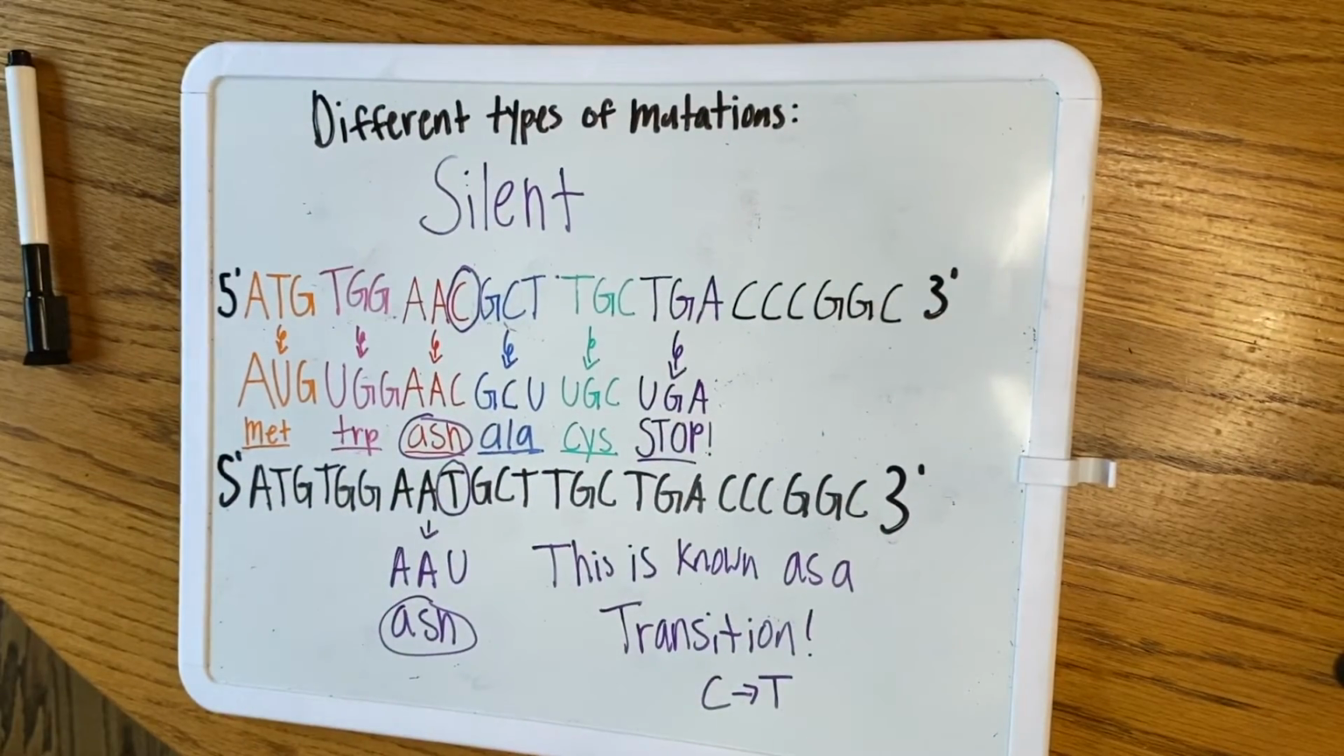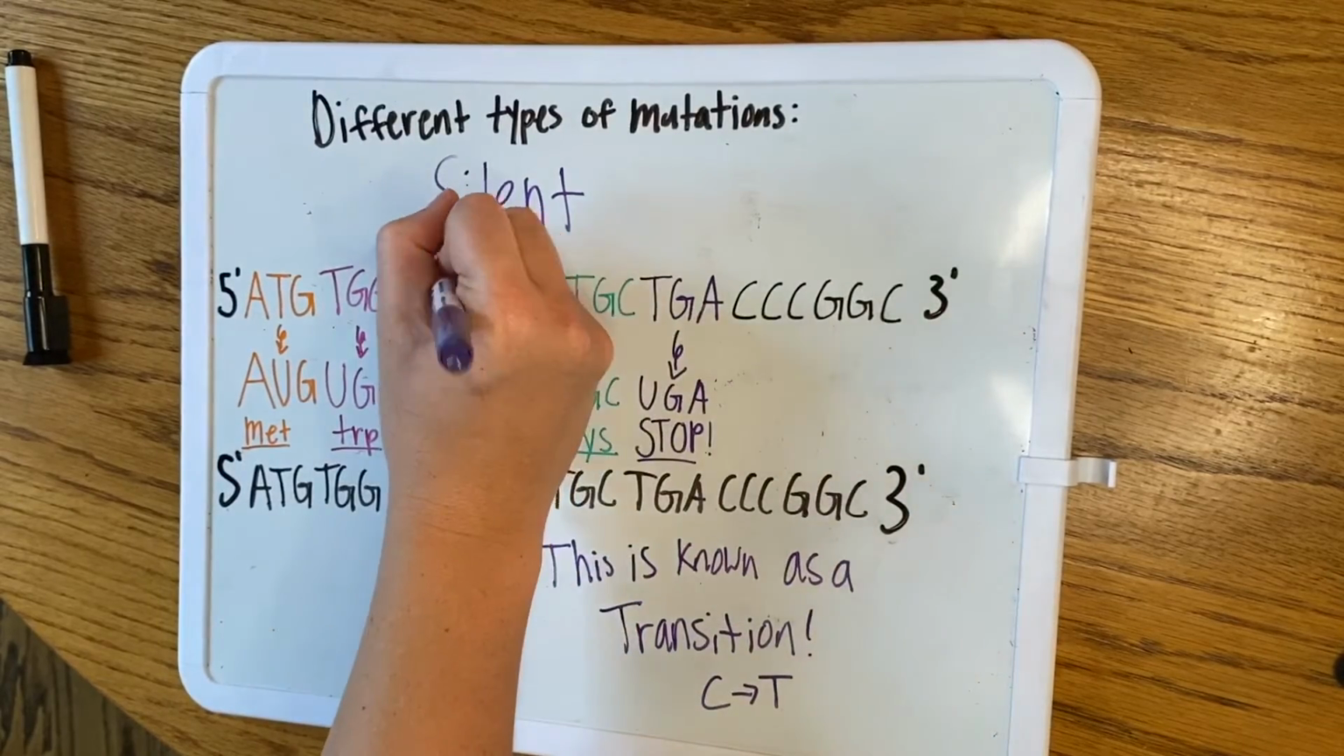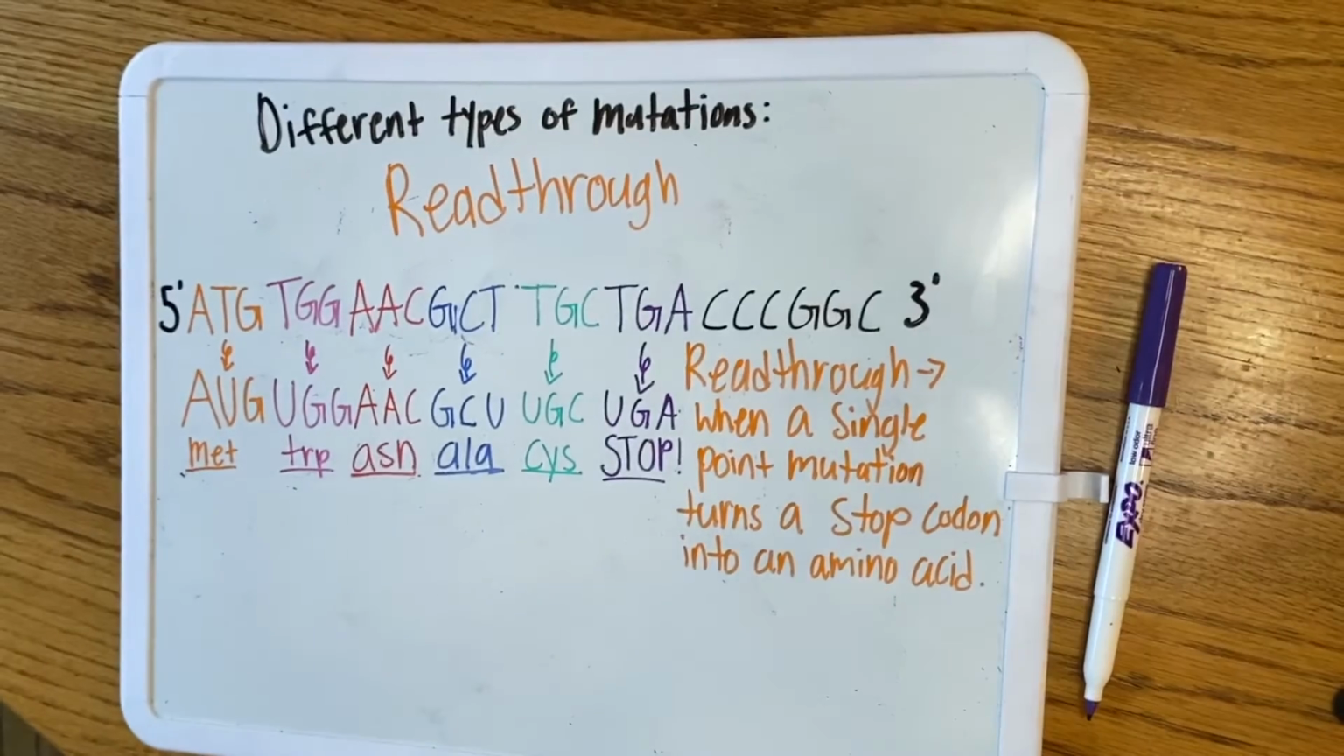The changing of a C to a T is known as a transition. The fourth and final mutation we will talk about is a read-through. This is when a single point mutation turns a stop codon into an amino acid.